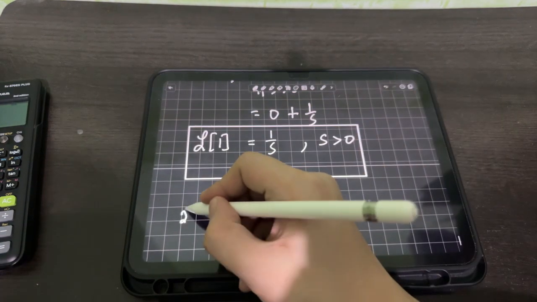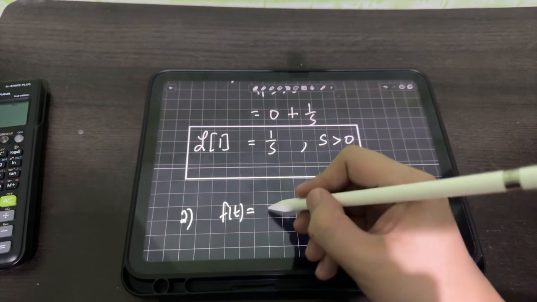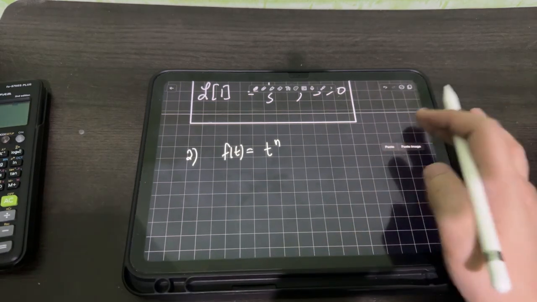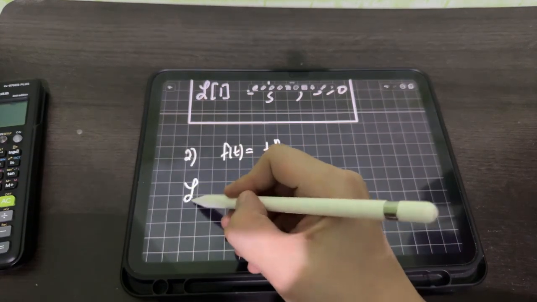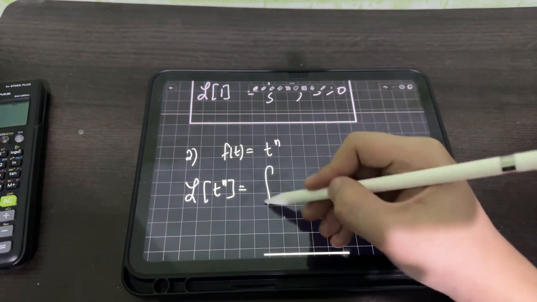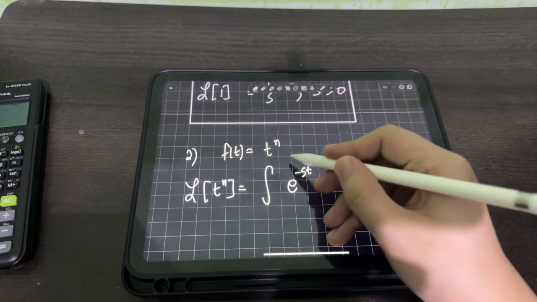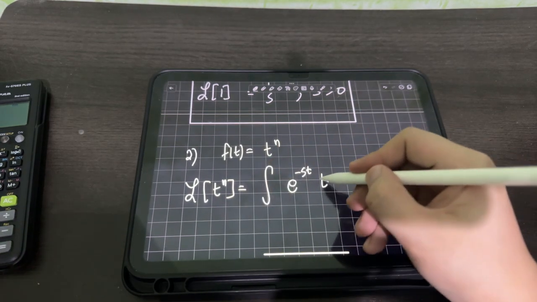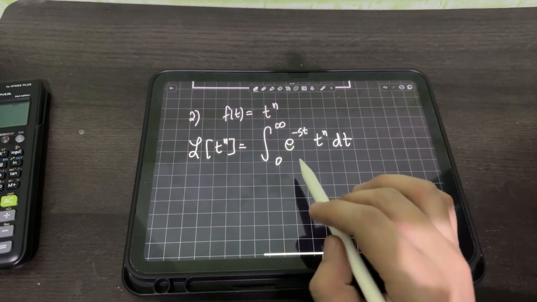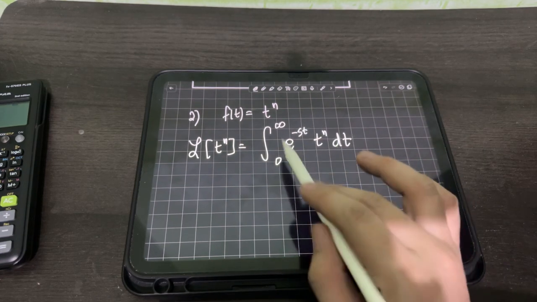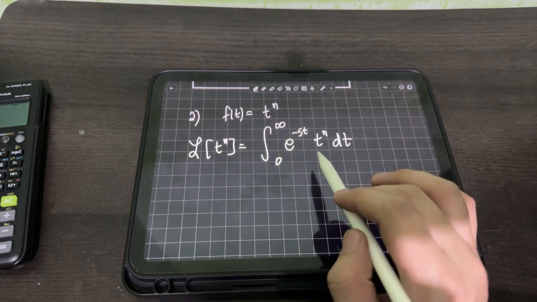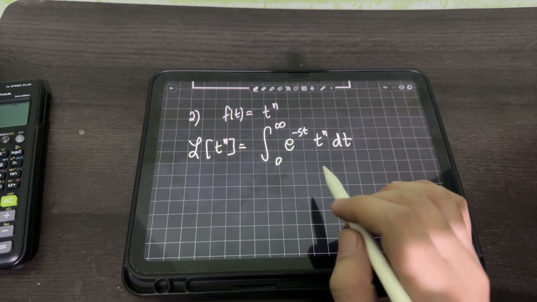Next, what if f of t is equal to t raised to n? We apply again the formula for the definition of the Laplace transform. We need to find the Laplace transform of f of t, which is t raised to n. It's equal to the integral of e raised to the negative st times f of t, which is t to the n, dt from 0 to infinity. We have a product of e to the negative st and t to the n. So how do we evaluate this type of integral? We can use integration by parts, right?